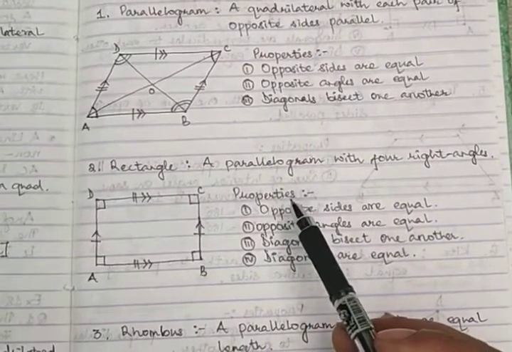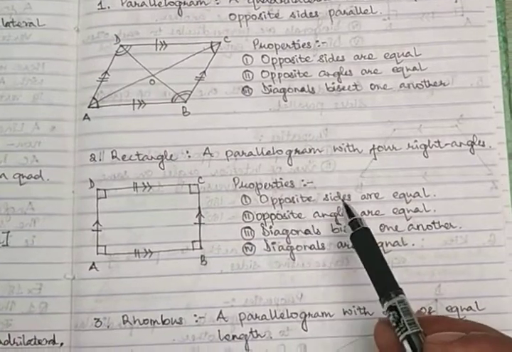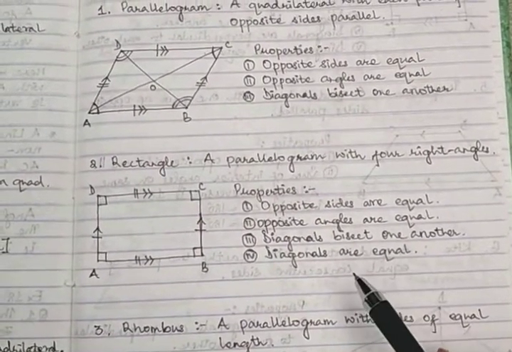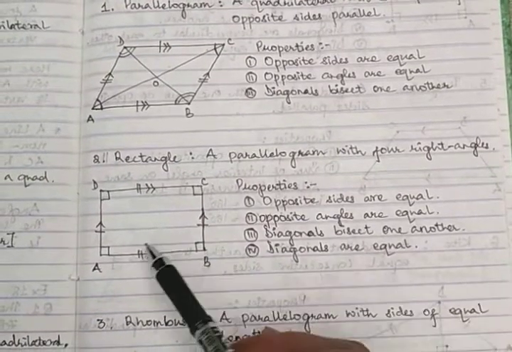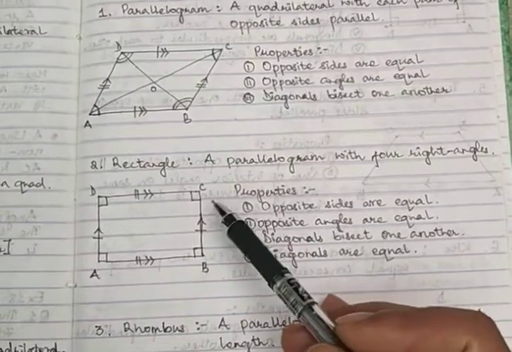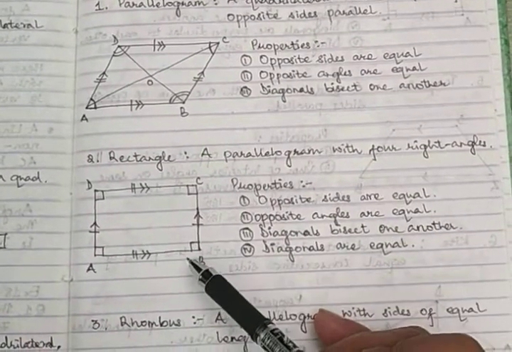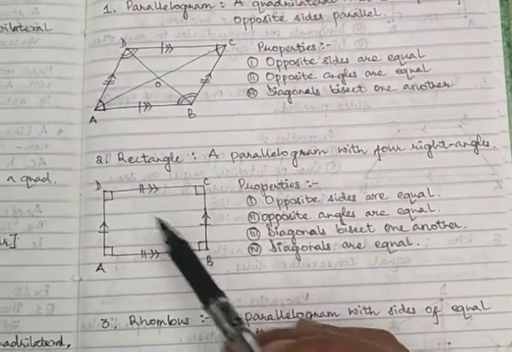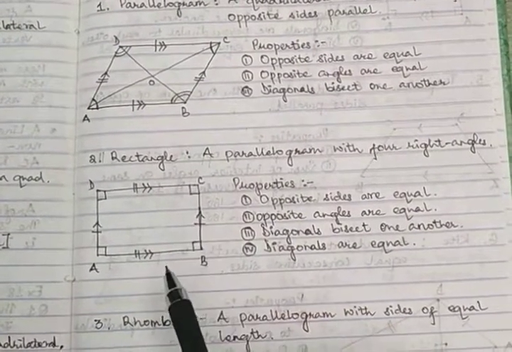So the properties will be similar. Opposite sides are equal, opposite angles are equal, diagonals bisect each other. They also bisect each other because, as has already been said, it's a parallelogram, isn't it? So it will exhibit all the properties of a parallelogram. The diagonals also bisect each other. I haven't drawn diagonals in here. The diagonals also bisect each other.